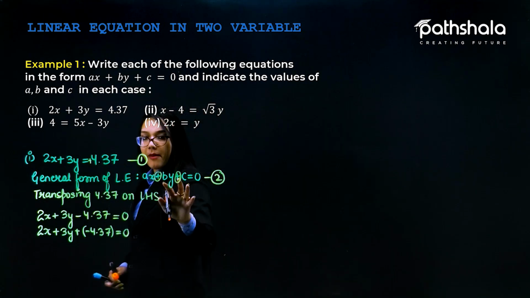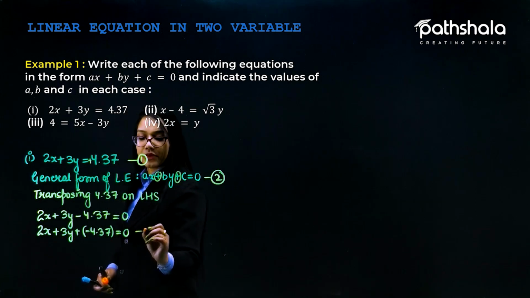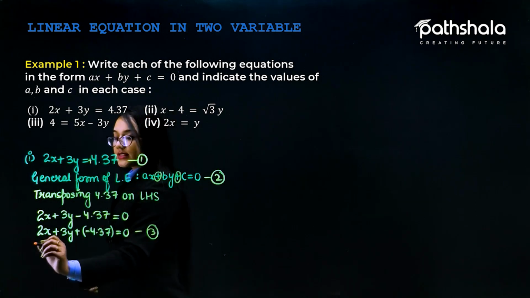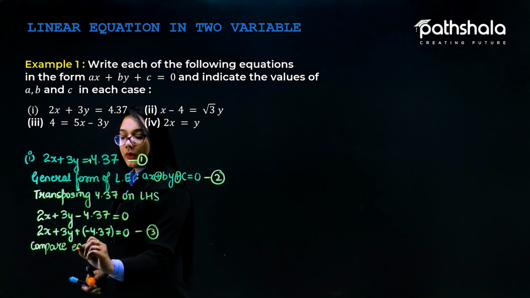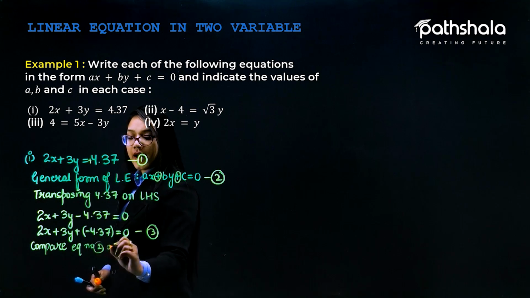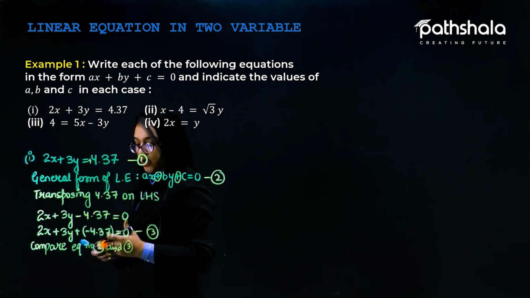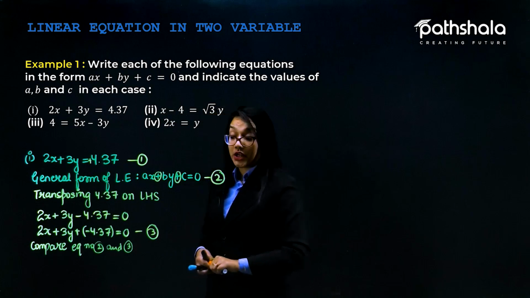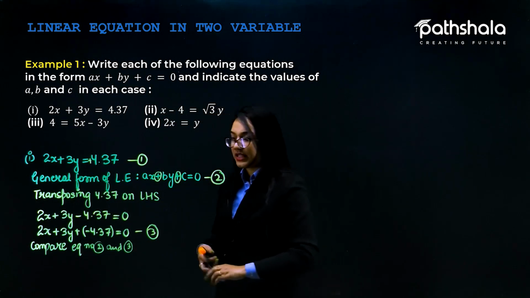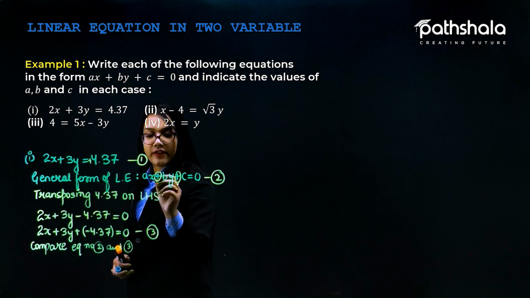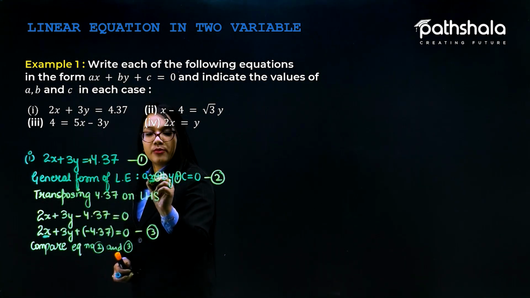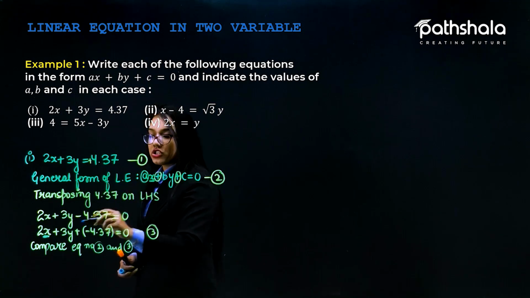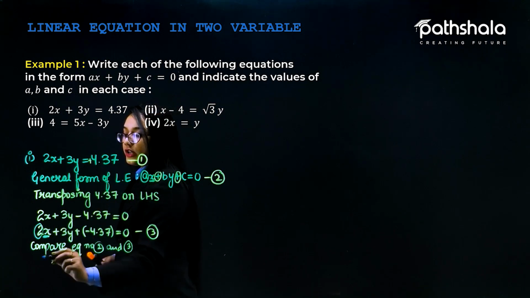Let us call it equation number 3 and compare equation number 2 and equation number 3 in order to get the values of a, b and c. What we can see over here: we have x over here, we have x over here. The constant term with the x is a, and the constant term with the x is 2. So it means that a is equal to 2.